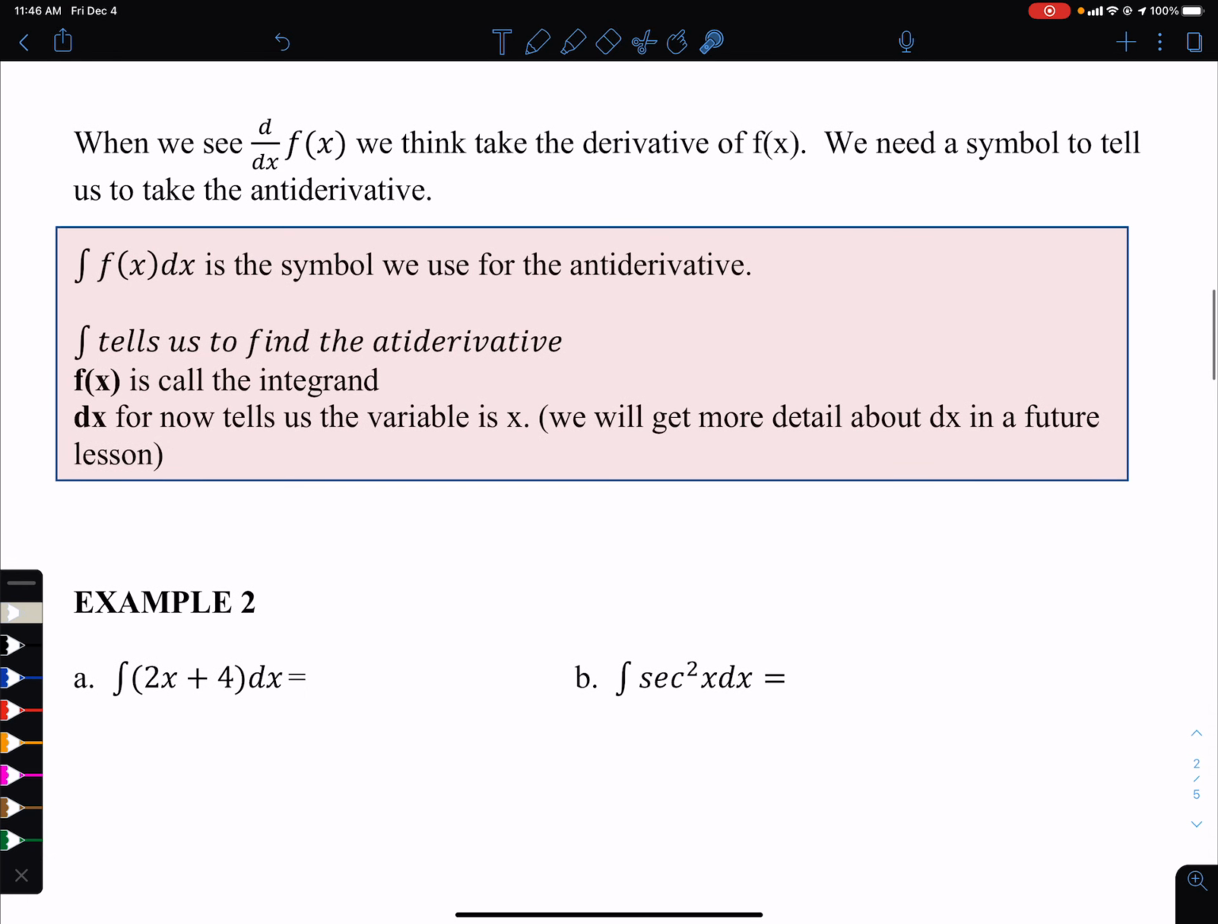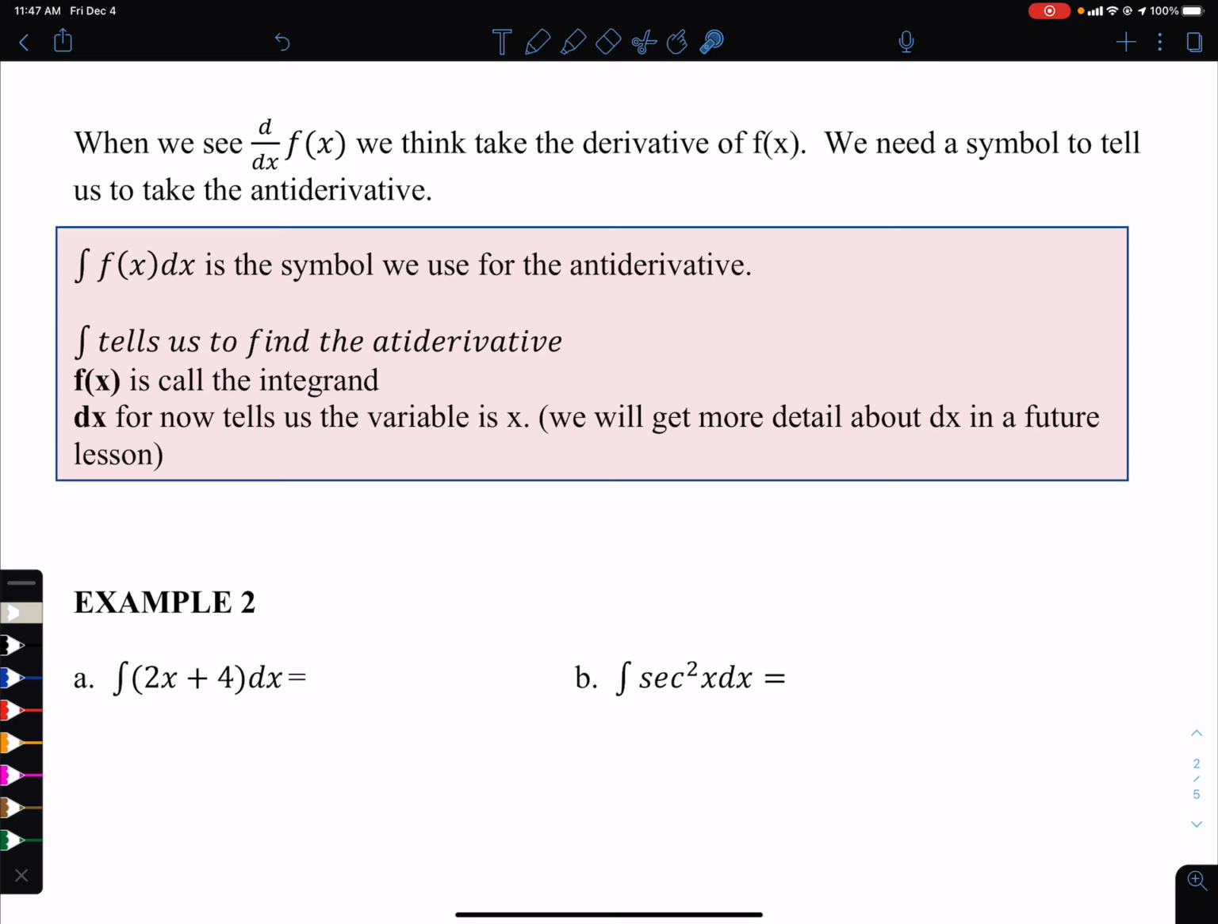So that leads to the question, how do we indicate we want an antiderivative? So we knew in chapter 3, if you have a d dx in front, that means find the derivative. Or an f prime, we did that. That means take the derivative. How do you tell someone to take the antiderivative without writing find the antiderivative?